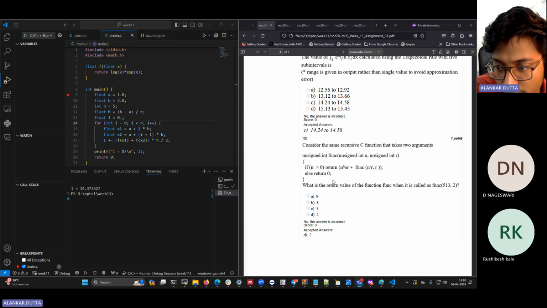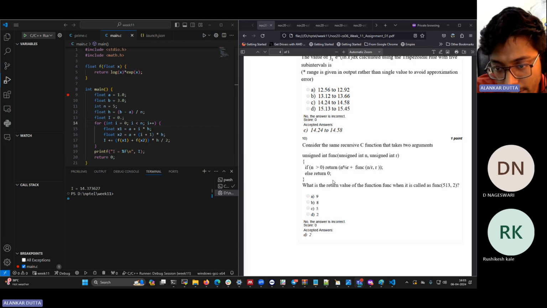So let's look at what's happening, where the function is called. It takes two arguments, and it is called with the arguments 513 and 2. What's happening here is that for any value of n which is greater than 0, the function is returning something. What the function is doing is first finding the modulus of dividing n by r, and by modulus what is meant is the remainder.